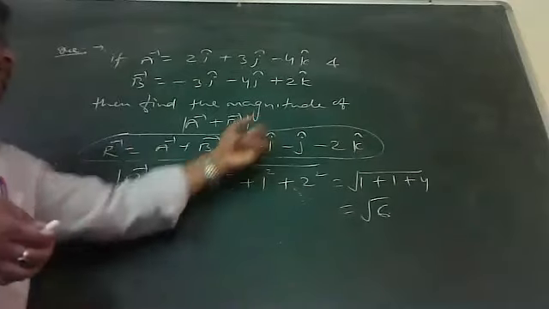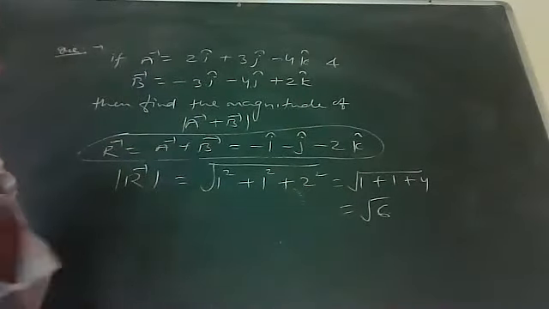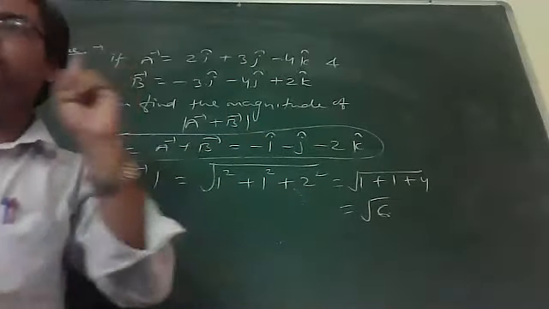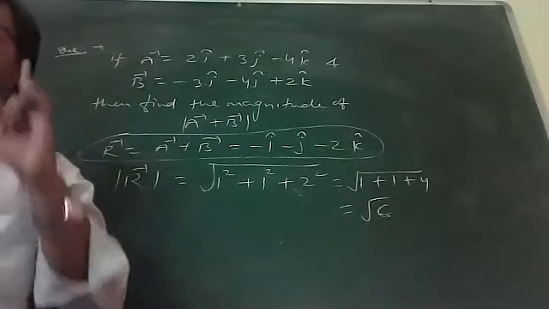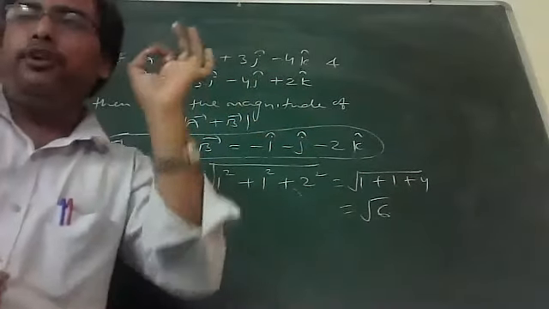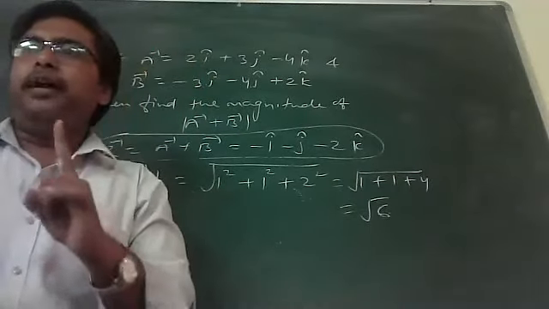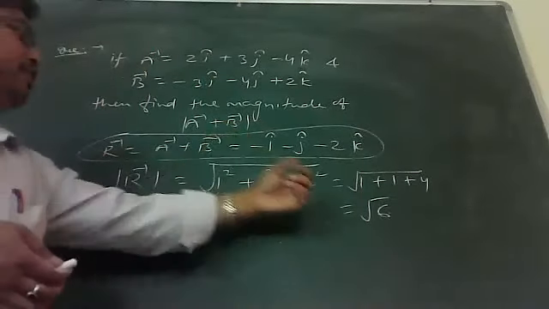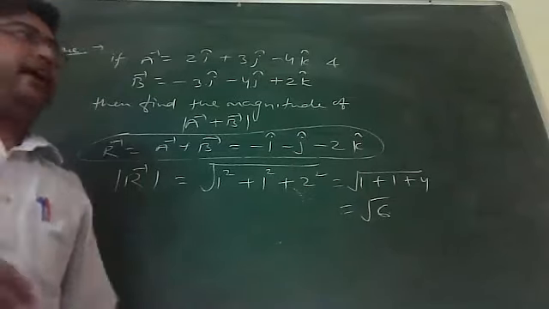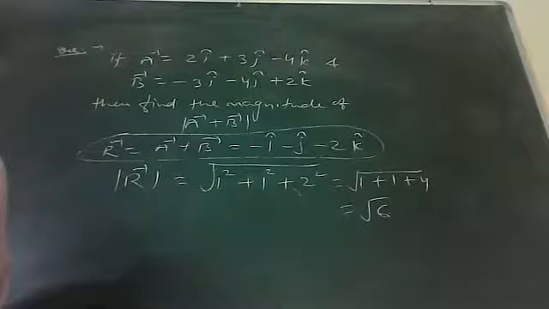I am finding the modulus: 1 square plus 1 square plus 2 square. Again take care, this minus sign is only for direction. It has no role in magnitude. When I am talking about magnitude, remove the sense of direction and you will get the magnitude, root 6. That is the answer. Any confusion, please ask. And the next question.